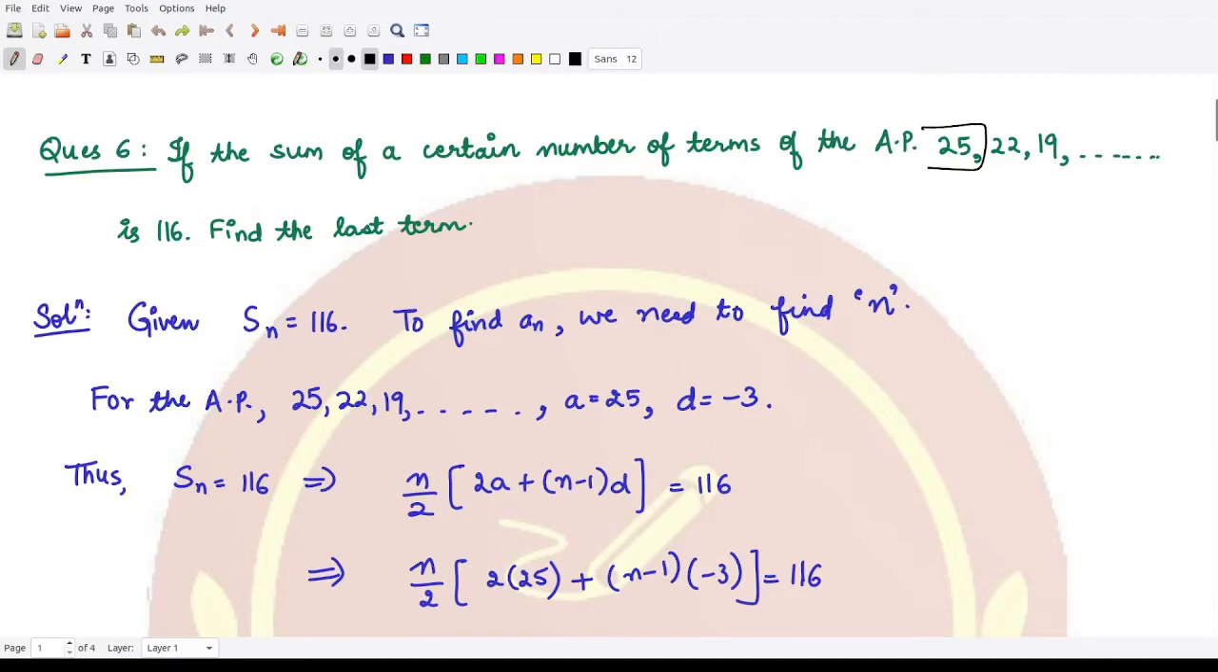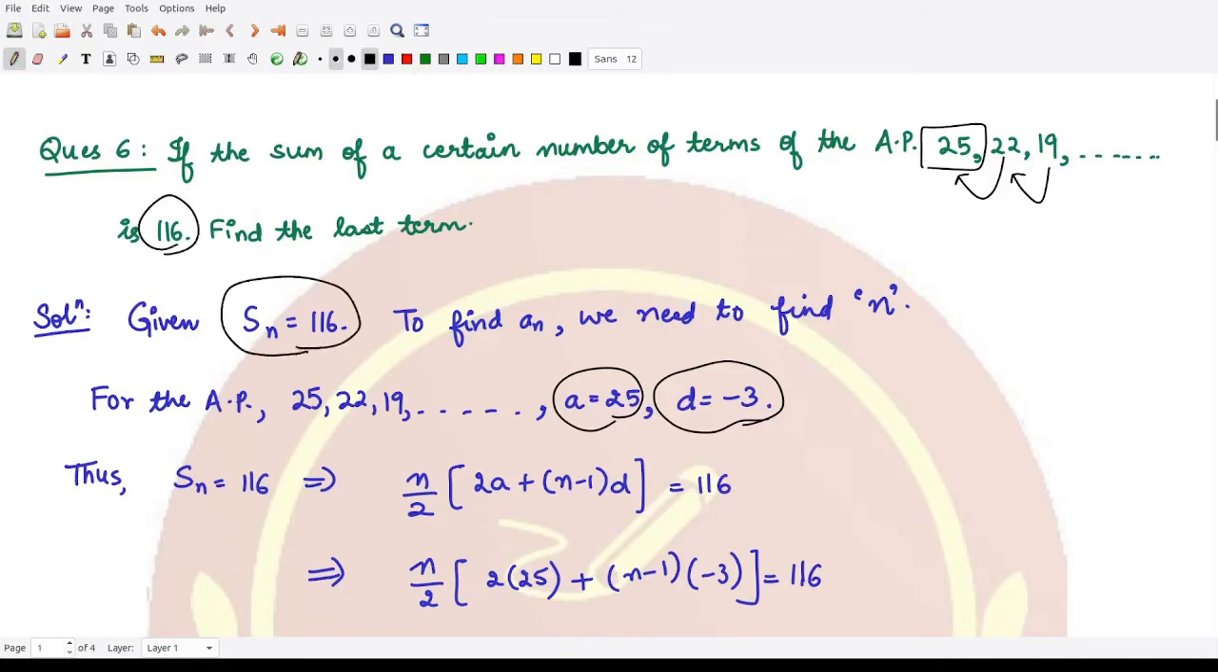So the first term here is 25, so a is 25, and the common difference is 22 minus 25, which is minus 3, and 19 minus 22, which is again minus 3. So the common difference d is equal to minus 3 here. They are saying the sum of a certain number of terms here is 116. So Sn is given to be 116.